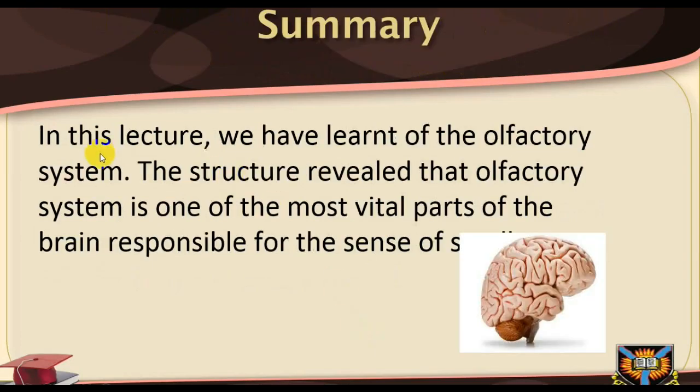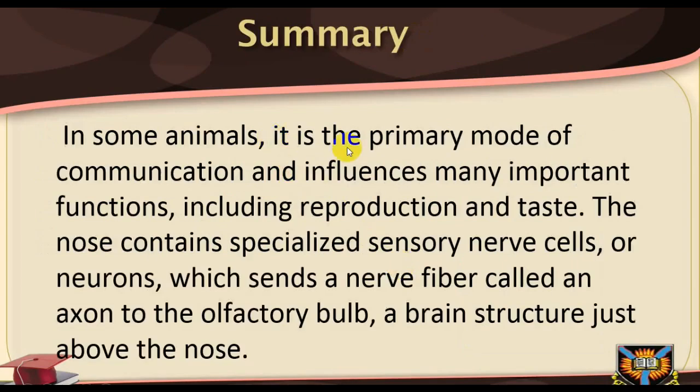Summary. In this lecture, we have learned of the olfactory system. The structure revealed that the olfactory system is one of the most vital parts of the brain responsible for the sense of smell. In some animals, it is the primary mode of communication and influences many important functions, including reproduction and taste. The nose contains specialized sensory nerve cells or neurons which send a nerve fiber called an axon to the olfactory bulb, a brain structure just above the nose.